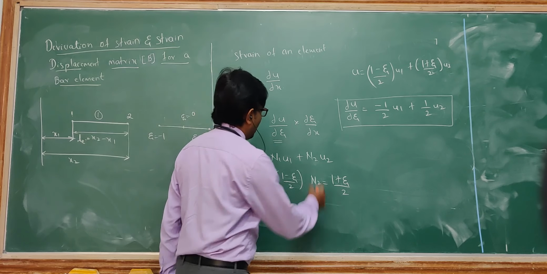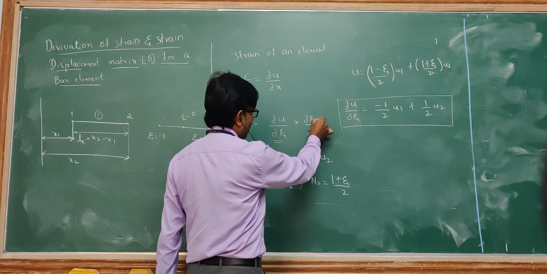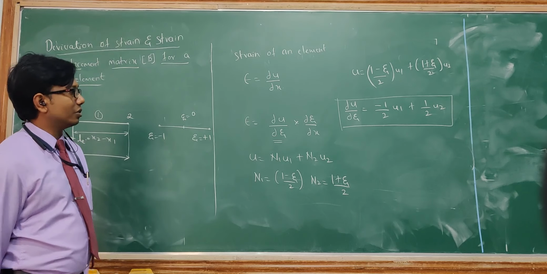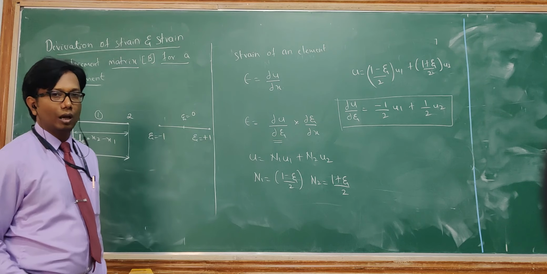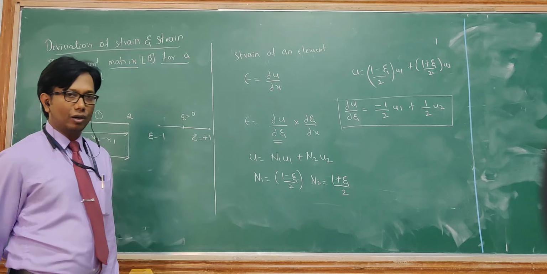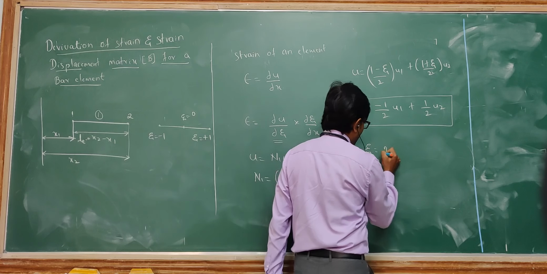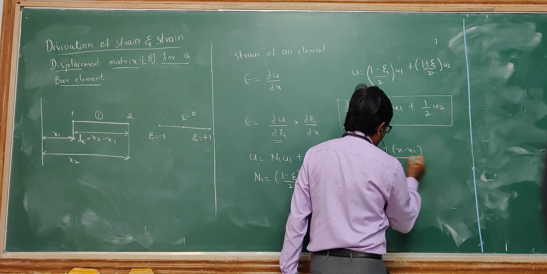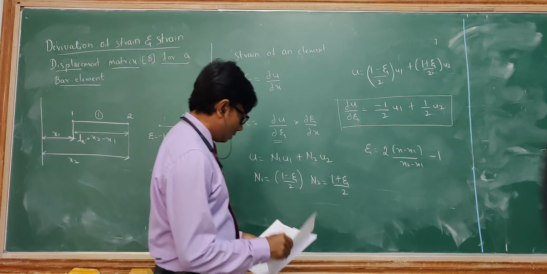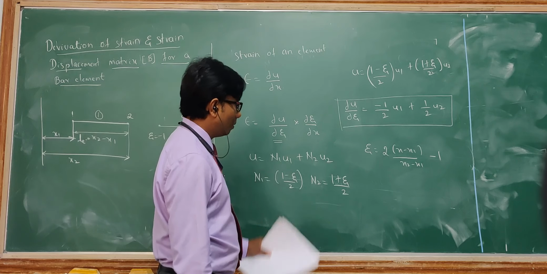Next, what I want is dou zeta by dou x. Zeta is a natural parameter, and x is a global parameter. In the previous session, we got a relationship between the global coordinate system, or Cartesian coordinate system, and the natural coordinate system, which was given as zeta is equal to 2 into x minus x1 upon x2 minus x1 minus 1. I hope it is clear.